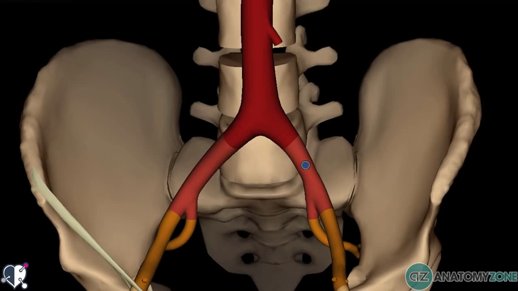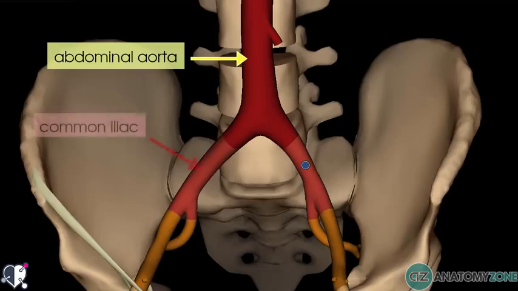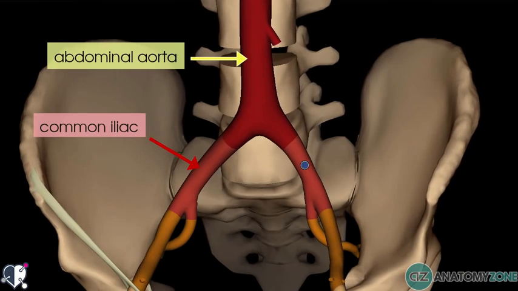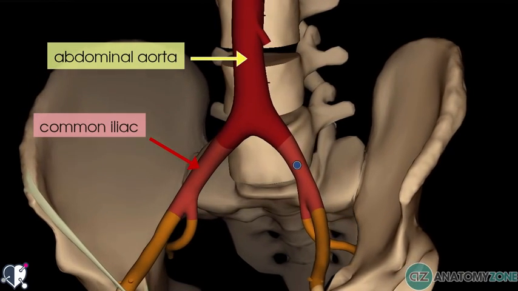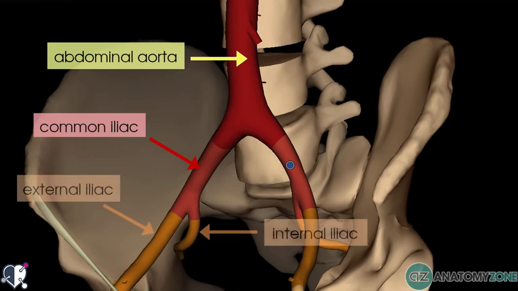Starting at the abdominal aorta, it splits into common iliac arteries, so you've got a right and a left common iliac artery. The common iliac arteries then divide into the internal and external branches. So you've got a right and left internal and external iliac artery.